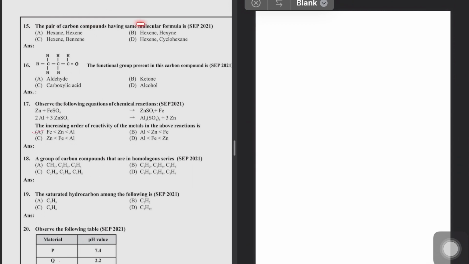The pair of carbon compounds having the same molecular formula among the given options. Option A is hexane and hexene. Hexane has 6 carbon atoms, and since it is an alkane, it satisfies CnH2n+2, so it is C6H14. What about hexene? It is CnH2n, so it is C6H12. Do they have the same molecular formula? No. Coming to the next one.